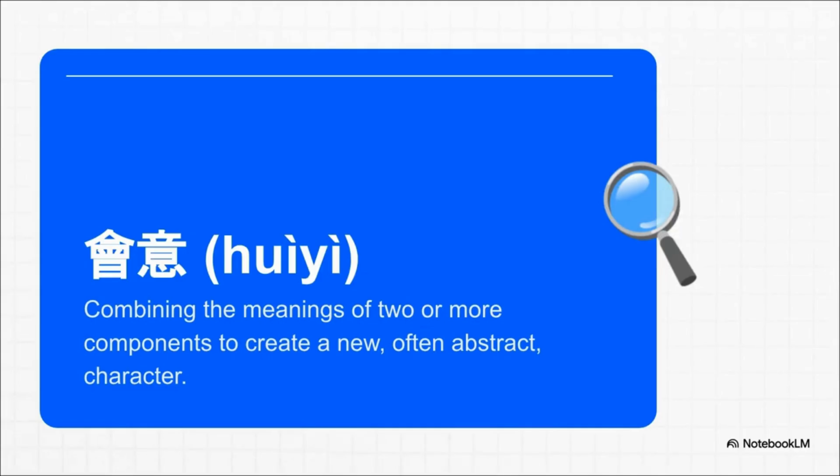Okay, so here's the textbook definition, but don't worry, it's way simpler than it sounds. Huiyi is just when you take the meanings of two or more characters, which are usually simple pictures themselves, and you bring them together to make a new character with a brand new meaning. It's all about blending ideas.